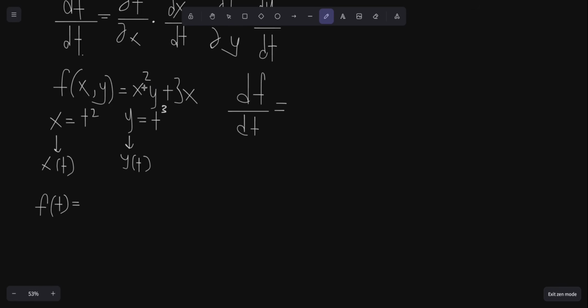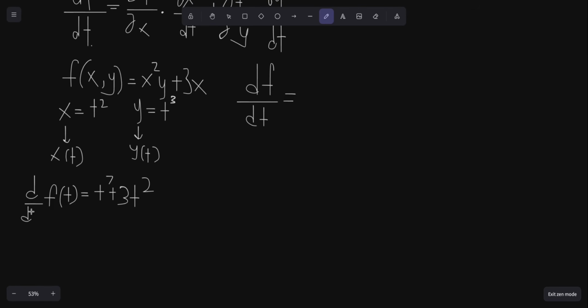Because we know that x is equal to t squared, x squared is t to the fourth multiplied by y. Well, we know that y is t cubed, so t to the fourth times t cubed is t to the seventh. And then plus 3 times x, that's just 3t squared. So if I take the derivative with respect to time, I get that df dt is going to be equal to 7t to the 6 plus 6t.